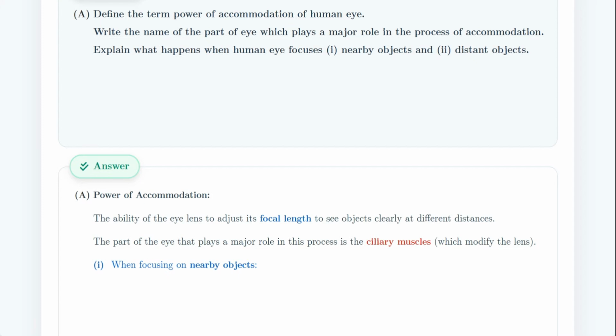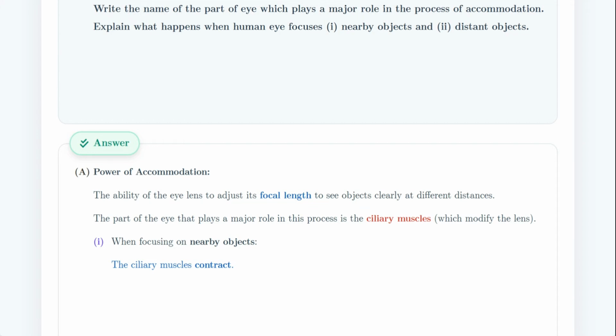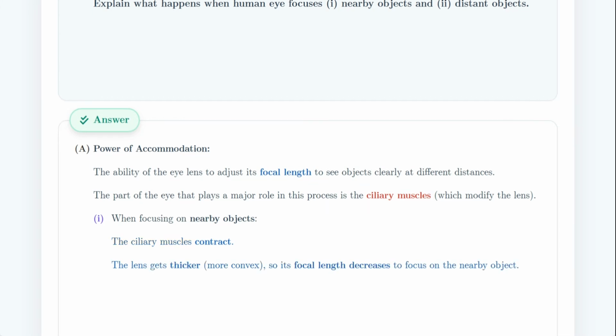Now, let's see what happens when focusing on nearby objects. The ciliary muscles contract. The lens gets thicker, meaning more convex. Consequently, its focal length decreases, allowing it to focus on the nearby object.